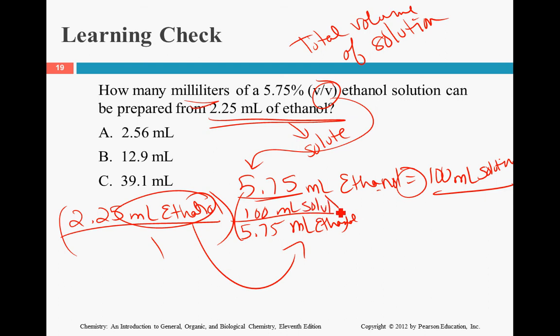We're looking for the volume of the solution we can make. So it's going to be 2.25 times 100 divided by 5.75. That comes out to be 39.1 milliliters of the solution, which is then C.